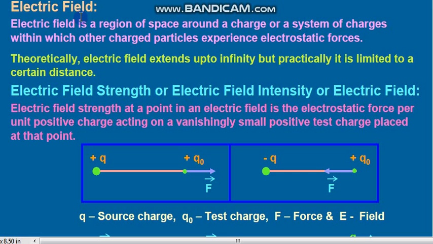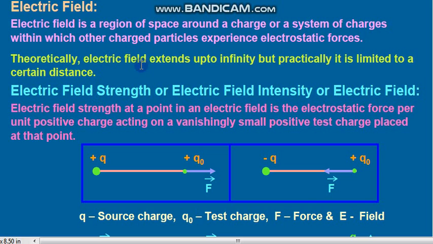So here we take into consideration the electric field. We have maybe heard of something called magnetic field lines. Similarly, we also talk about Faraday's electric field lines. So electric field is a region of the space around a charge or a system of charges within which other particles of charge will be experiencing a force of attraction or repulsion.